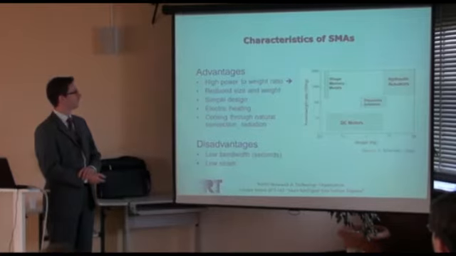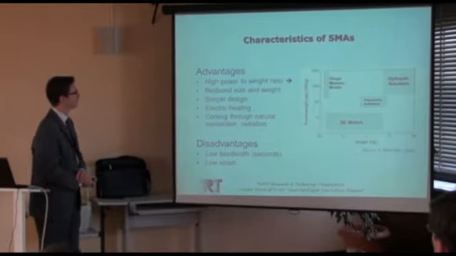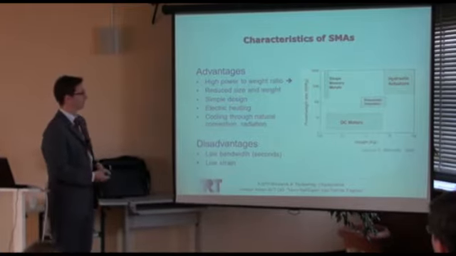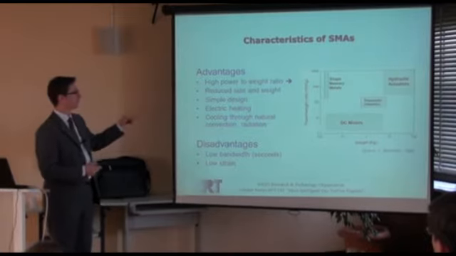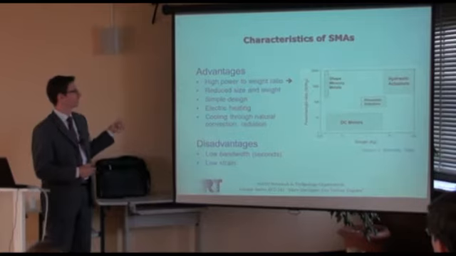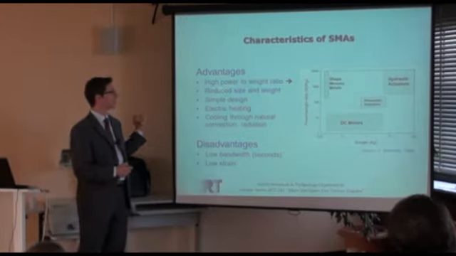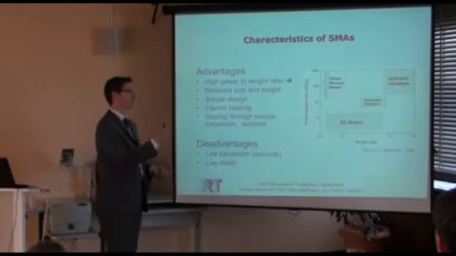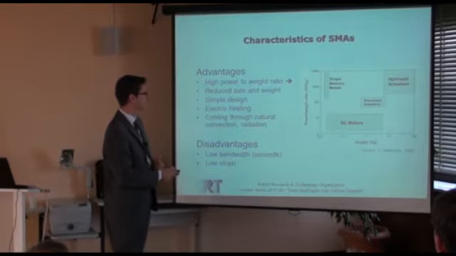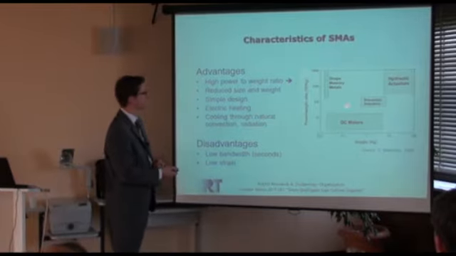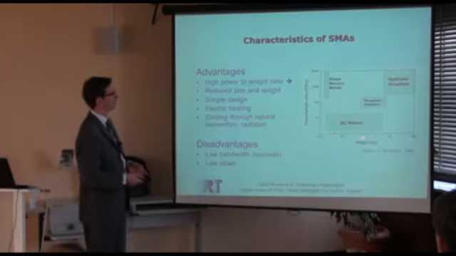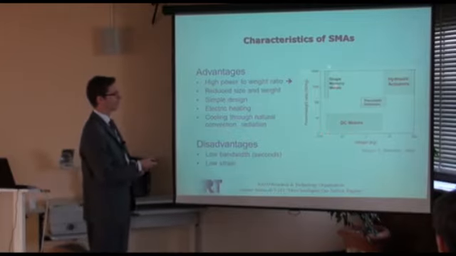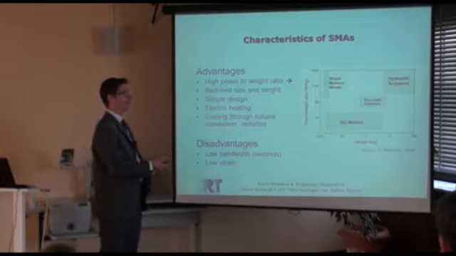Good. Here's something about the characteristics of the shape memory alloys, advantages and disadvantages. So a very good thing is that the shape memory alloys have a high power to weight ratio, which means that the output is large by only putting low energy into it. You can see here on this chart, you've got power to weight ratio over weight, and shape memory metals are here in this region.